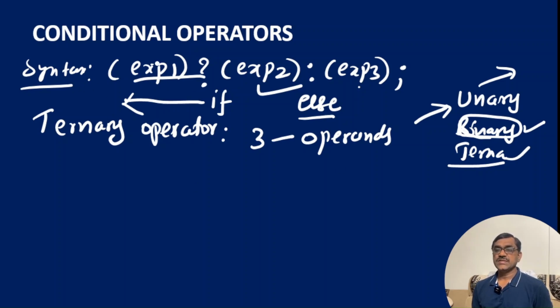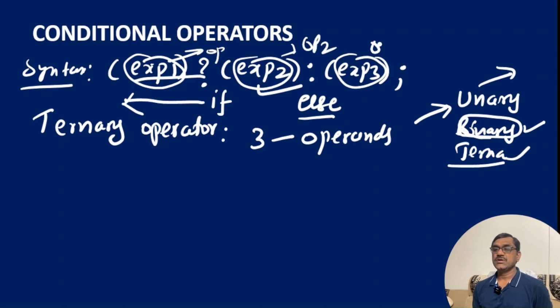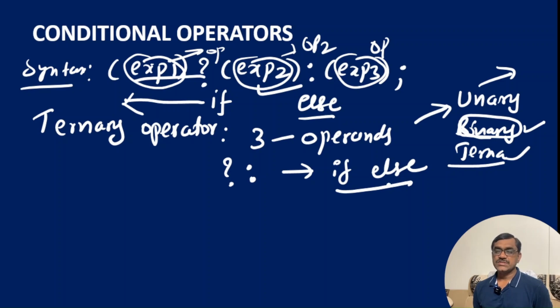So if you observe the syntax, we have expression 1, expression 2, expression 3. Expression 1 is the first operand, expression 2 is the second operand, expression 3 is the third operand. So there are three operands, and the operator we are using is question mark and colon. So it is similar to if else. In the coming classes, we will see the if else statement. So question mark colon is same as if else. So this is a simple explanation of conditional operator. After that, we will see programs after completion of the special operators.